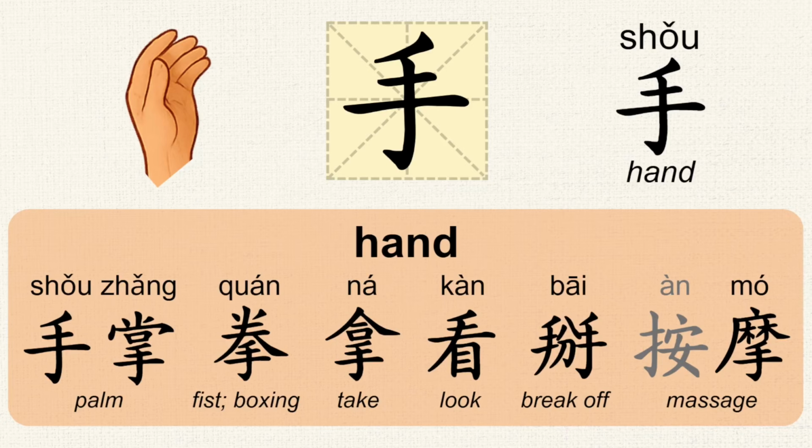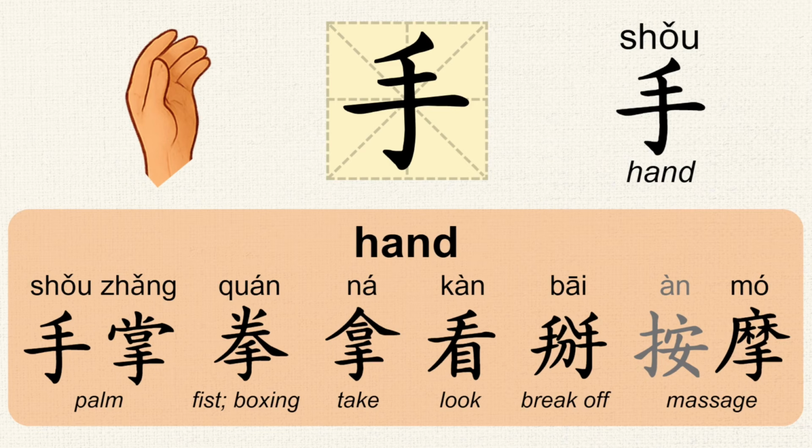Shou also occurs in slightly altered form at the top of kang, which means to look. You can imagine a hand being held above your eyes to shield them from the sun in order to see better. Bai means to break off or to break something open. The character even contains shou twice because often we use both hands for this. And angmo means to massage.